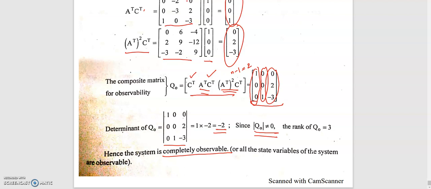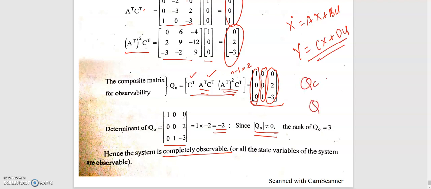Keep in mind, whenever you are given a differential equation or signal flow graph or block diagram, etc., the first step is to form the state model, that is x dot equal to Ax plus Bu and output y equal to Cx plus Du. Then form the controllability matrix QC or the observability matrix QO from the values of A, B, C and D, and check whether the determinant is non-zero. This is how you check the controllability and observability of the system.